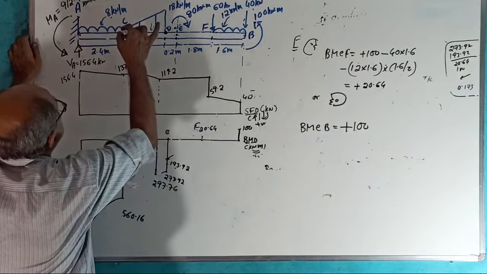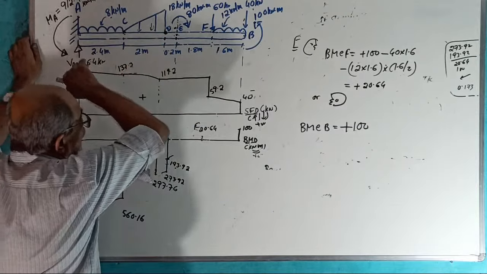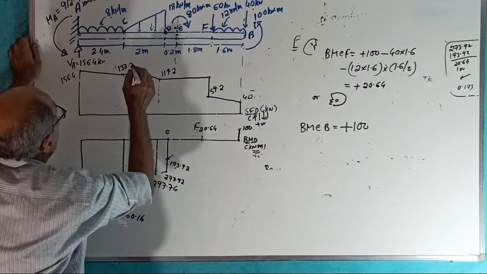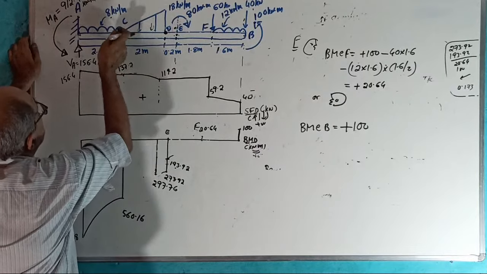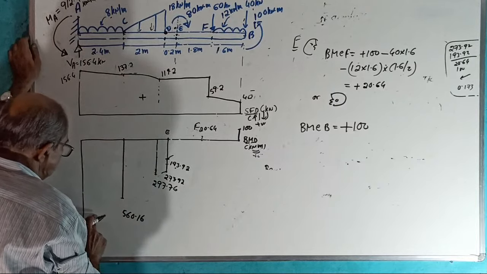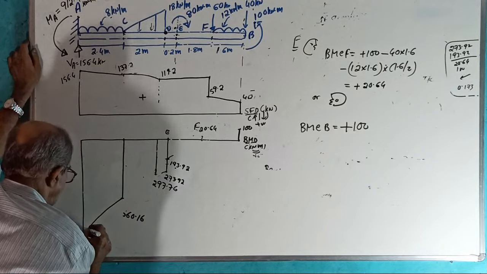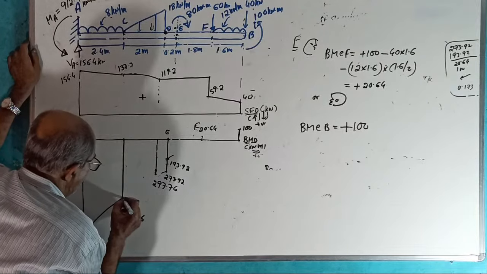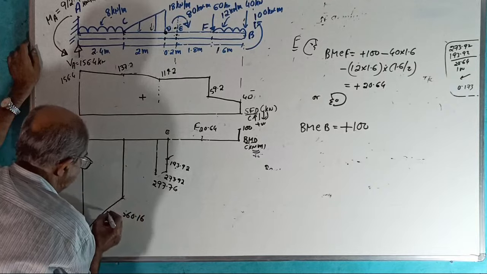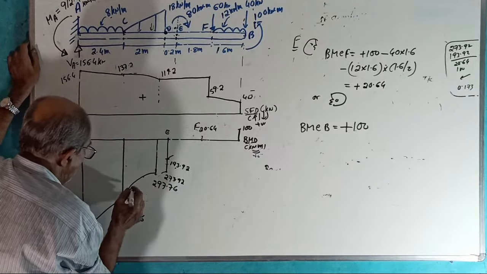Now, C to D, parabola of third degree, again shear force decreases. And at C, left side or right side, same shear force. So, this is wrong. See, you should come this way, and same line you have to continue, but this is second degree parabola, this is third degree parabola.